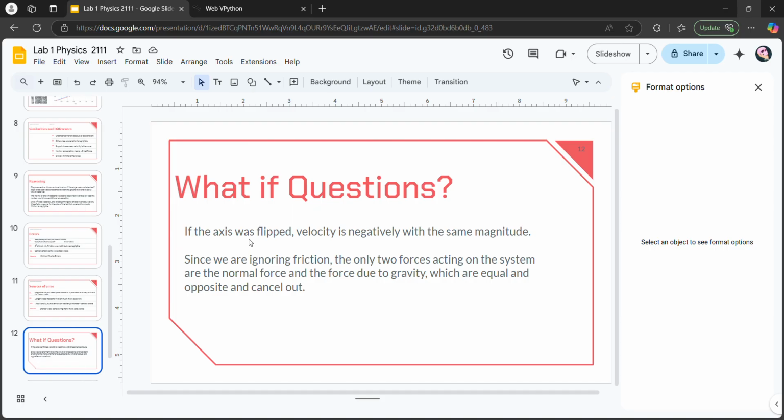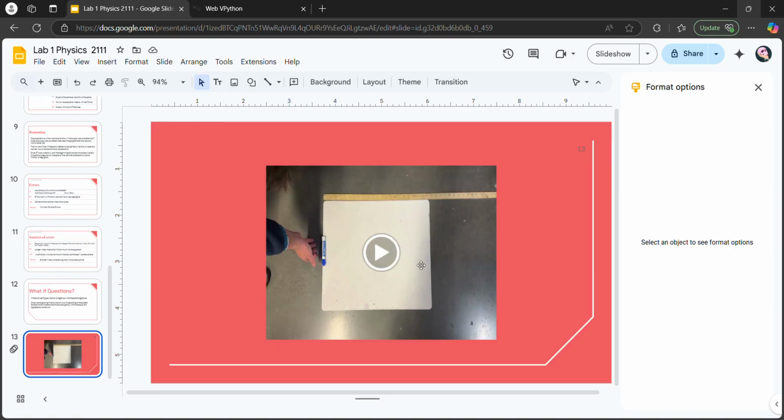Some of the what-if questions asked: what if the axis was flipped? Then the velocity would be negative with the same magnitude. Since we're ignoring the friction, the only two forces acting on the system are the normal force and the force of gravity, which are equal and opposite and cancel out. Here's my video in case you wanted to see.